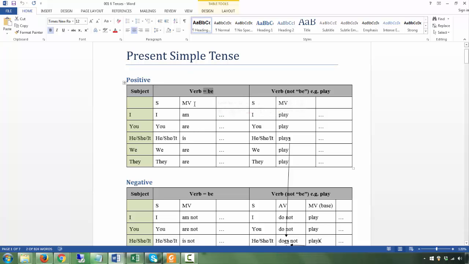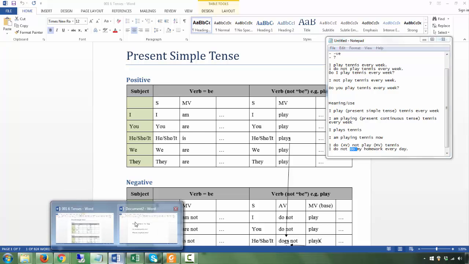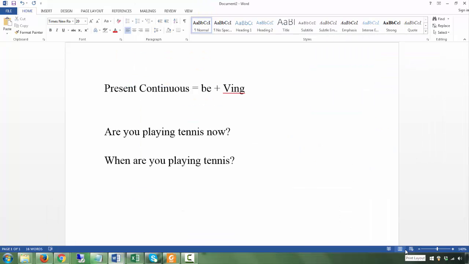Not many people know what the be verb is. When you say I am, the am is called a be verb. This is what you call a verb in base form. Base form means the main form. The base form is the main form.